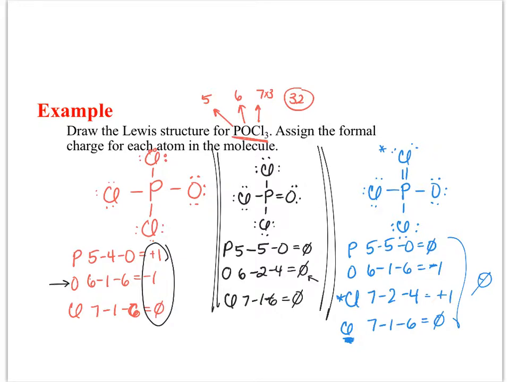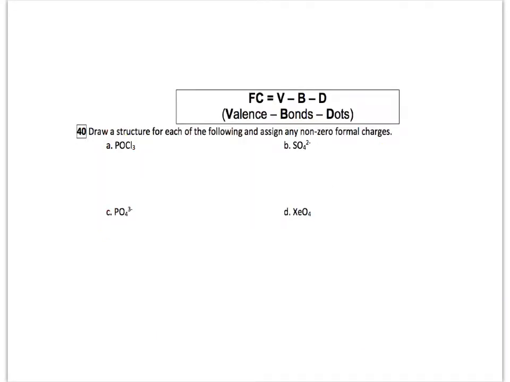My oxygen still has the most negative formal charge like it should, but I wouldn't pick this because the phosphorus is extending its octet unnecessarily. Okay, so this would be the best structure based on formal charge. This is so fun. It's like a puzzle. I love it, right? You guys are just totally over this.